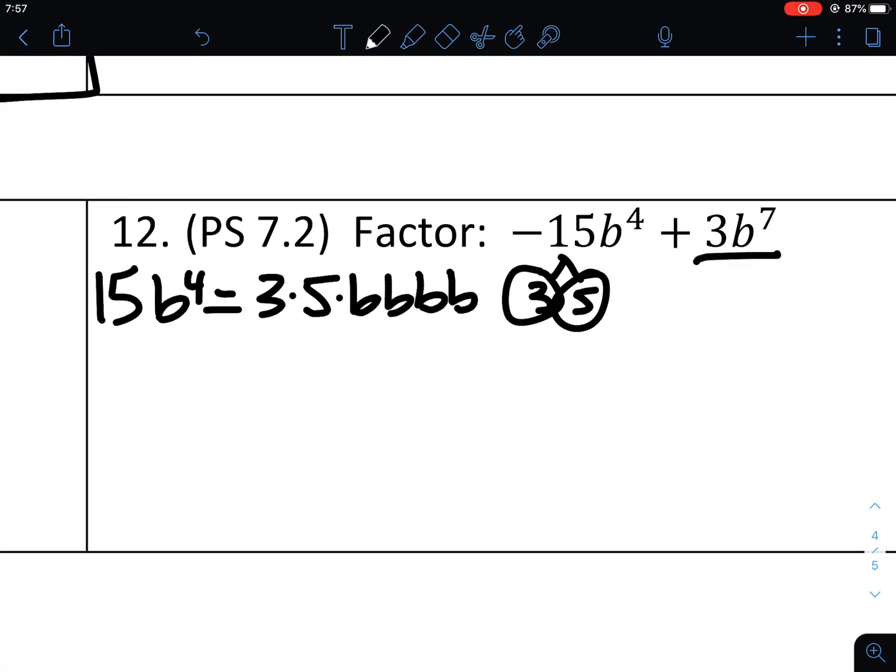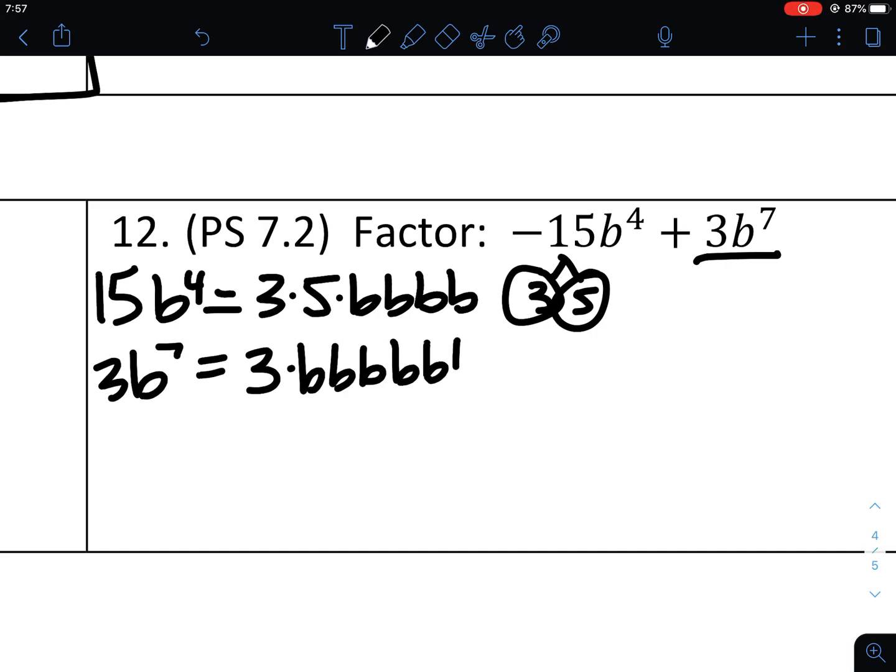And then 3b to the 7th. 3 is a prime number, so I don't need to think about factoring that because we want prime values. 7 b's: 3, 4, 5, 6, 7. So what do these guys have in common? Well, they have a 3, and then a b, another b, a third, and finally a 4th b. When it comes to variables, you're always going to have in common the smallest exponent that you have for whatever variable it is that you're looking at. So because 4 is the smallest exponent on the variable b, that's what they have in common.